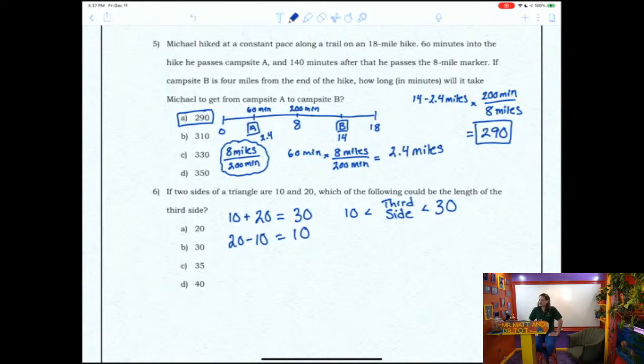For number 6, two sides of a triangle are 10 and 20. Which of the following could be the length of the third side? So we need to take the sum and the difference of the two side lengths. So 10 plus 20 is 30. That means the third side length has to be less than 30. 20 minus 10 is 10, so the third side length has to be greater than 10. The only answer selection that is less than 30 and greater than 10 is answer selection A, which is 20.